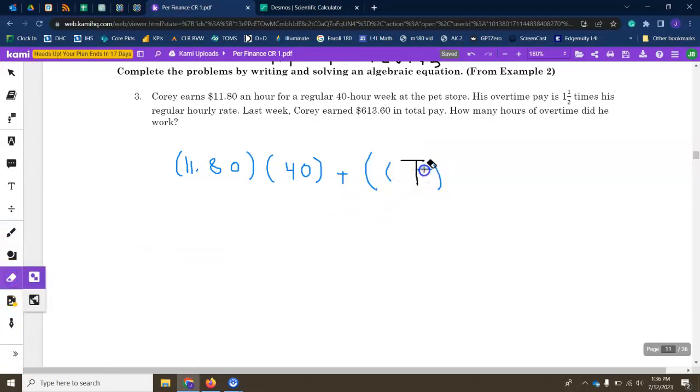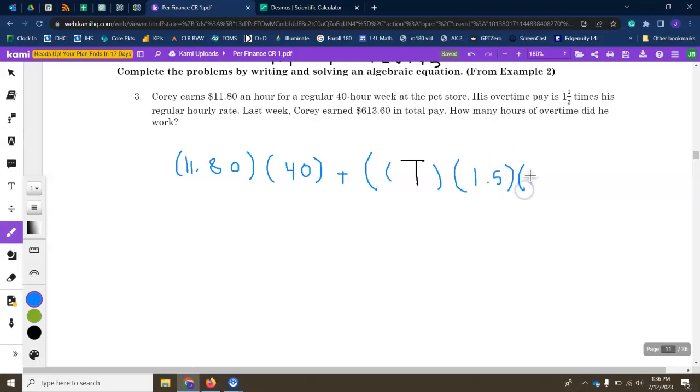Maybe I should have just erased it. So his OT hours, we don't know. He did get time and a half for that time. So 1.5 times $11.80. That's what we see right here, 11.80. And in total last week, Corey earned $613.60.